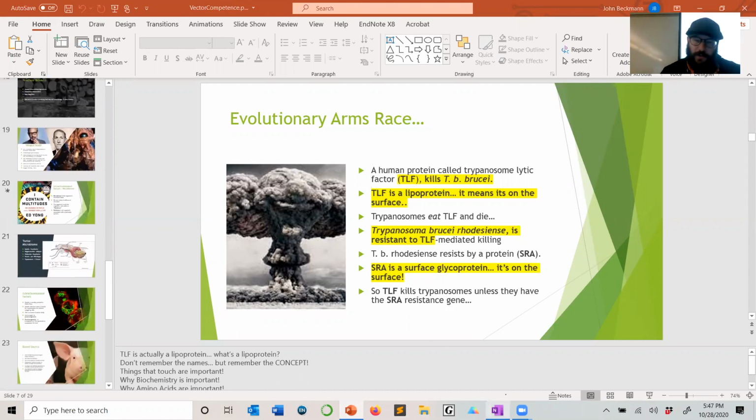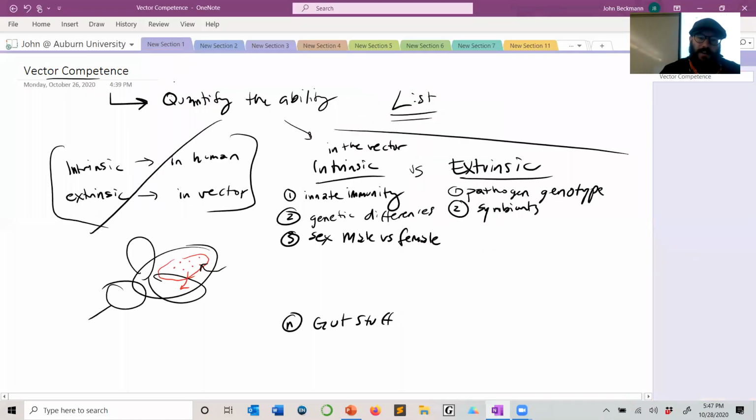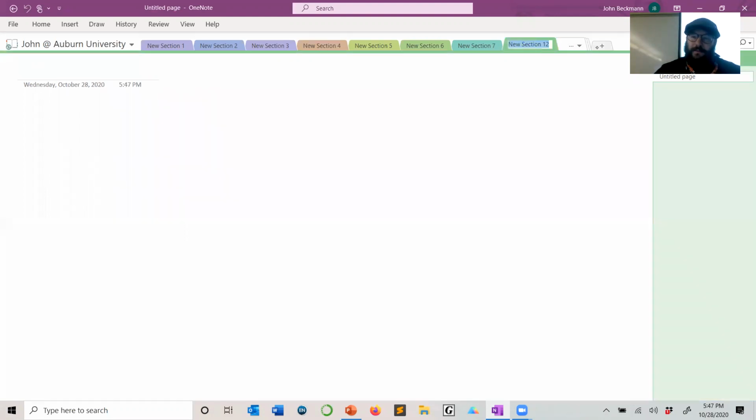These are all more extrinsic. So let's start making a list of extrinsic things. Let's talk about weather. How could weather affect vector competence? So the climatic conditions under which certain strains live, how could that impact vector competence? You have to think creatively for this.